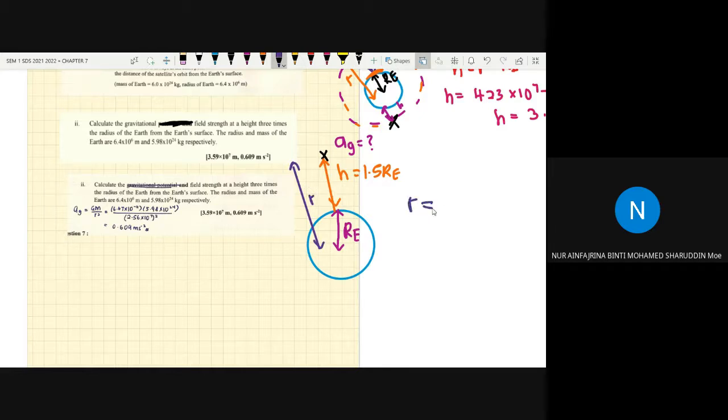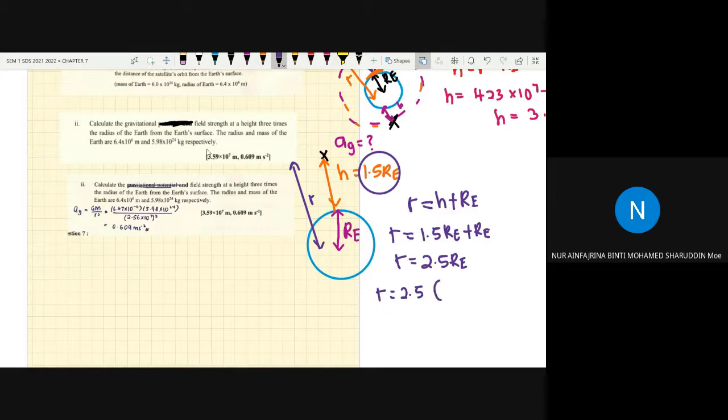So R adalah height tambah dengan radius of earth. So height awak adalah 1.5 radius of earth tambah dengan radius of Earth. So, awak akan dapat 2.5 radius of Earth. Dan kita tahu radius of Earth kita adalah, I think it's given in the question. Yes, 6.4 times 10 to power of 6 meter.